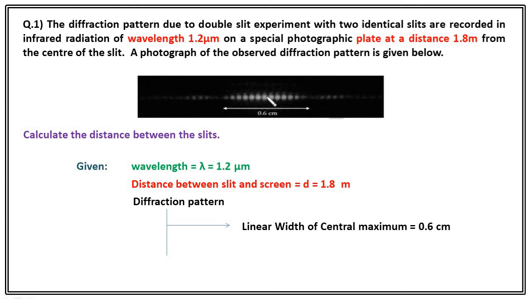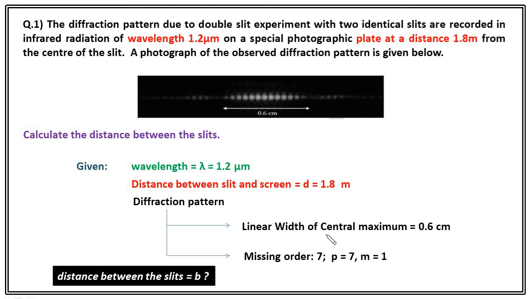There is another piece of information which we can extract from here. Just take the central maxima. Okay, so this is the central maxima here. And if you count 1, 2, 3, 4, 5, 6, the 7th one is missing. That is, the 7th order of interference maxima is missing. So here we can get information about the missing order. For the first order of diffraction minima, the 7th order of the interference maxima is missing. That is, we can write m equals 1, p equals 7, and the missing order is 7. So these are the information given and I have to calculate the distance between the slits.